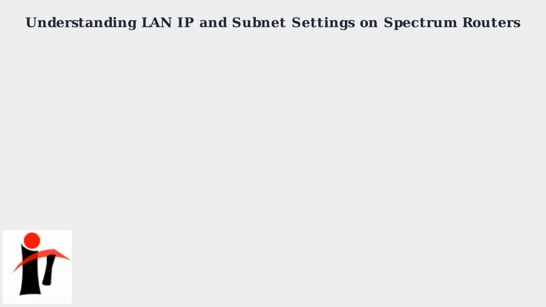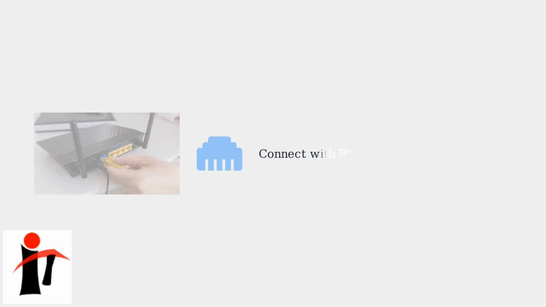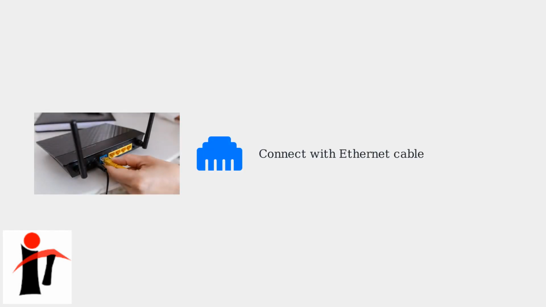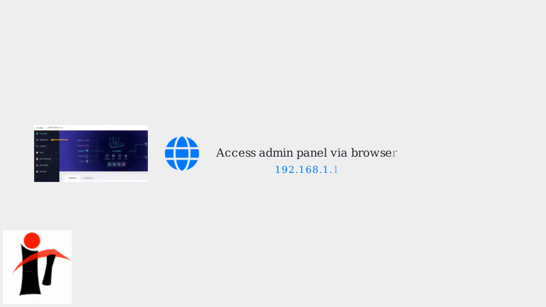IP configuration. First, connect to your Spectrum router using an Ethernet cable for a stable connection. Open your web browser and type in your router's current IP address, such as 192.168.1.1, to access the admin panel.